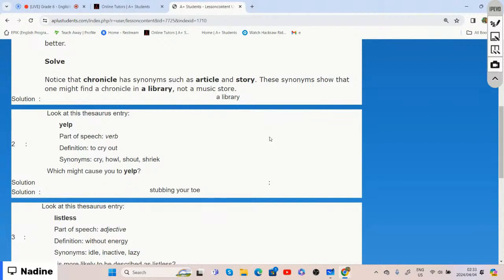So, which might cause you to yelp? When you are stubbing your toe. Maybe you knock your toe, usually it's a pinky toe that knocks against something, right? And let's say you're stubbing your toe against something, it is the most painful pain. It's like the pain is going right through your whole body. And that is a yelp. It's like we are crying, you are howling, you are trying to shout, you are shrieking. To cry out, whether loud or softly.